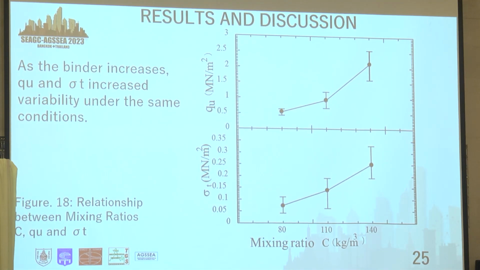So here are the results and discussion. We can notice that as the binder increases, qu and sigma t increase as well, variably under the same condition. And this is the relationship we can observe between qu and each mixing ratio: 80, 110, and 140.